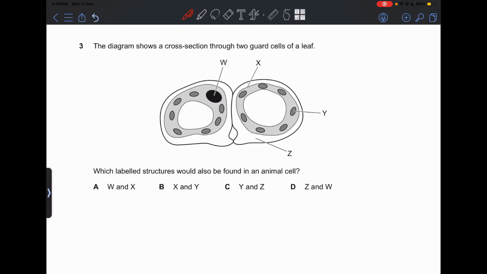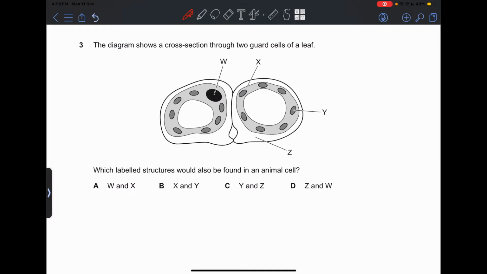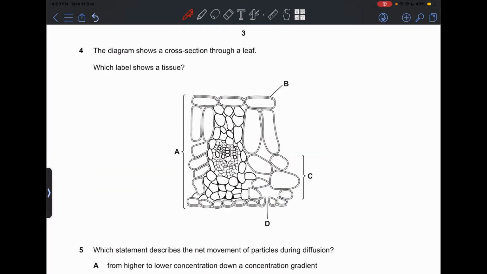Number 3, the diagram shows a cross section through the 2 guard cells of a leaf. Which labeled structures would also be found in an animal cell? So we can see W is actually the nucleus, this dark large circle, which is also found in animal cells, and X shows a cell membrane, which is also found in animal cells. Y shows a chloroplast, which contains chlorophyll, the substance that makes the leaves green, and it's of course not found in animal cells. So our answer is going to be W and X, which is A.